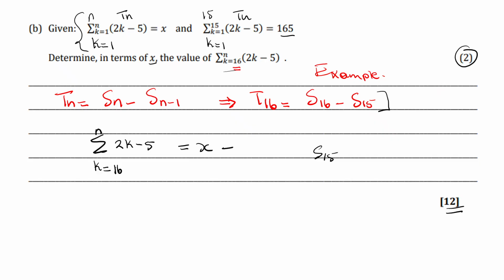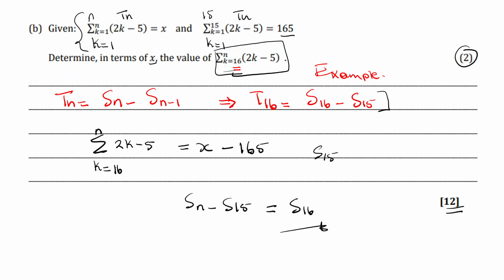So we need to subtract that 165. So this tells us that what they are looking for, this guy here, is just x minus 165. Simple. Then you'll have your 2 marks. So what we did is subtract the sum of 15 terms from the sum of n terms. So it's like saying the sum of n minus the sum of 15 terms will give us the sum of 16 terms. I hope this makes sense. This was just easy 2 marks, and that's it for the lesson.